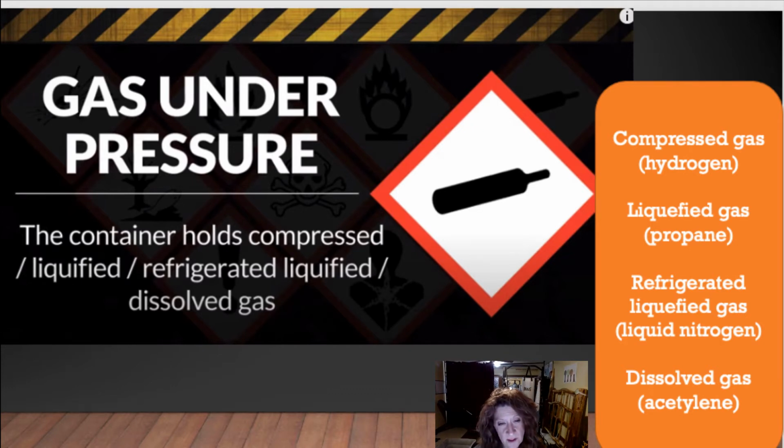And then you have something like a dissolved gas, where acetylene is dissolved in other gases. And so there's 4 different ways, right? So we got our pure gas, our liquefied gas, our refrigerated gas, and our dissolved gas.